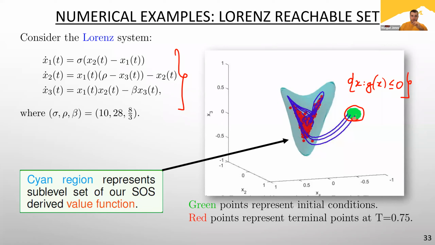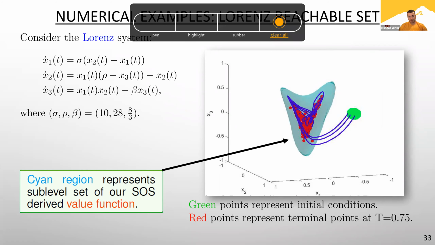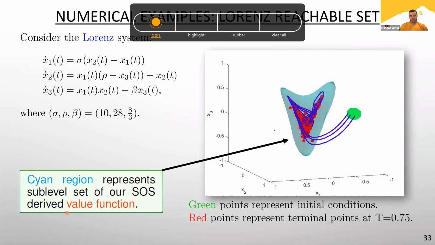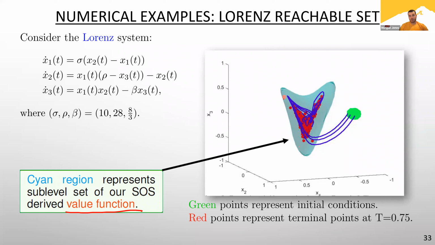And each of the green dots corresponds to an initial condition that we've used the ODE solver to simulate forward in time. And for 3 of them, we've plotted their trajectories as well, and they terminate at the red points. So the forward reachable set must contain all of these red points. Using our SOS algorithm, we look at the sub-level sets of our derived value function, and this is given by the cyan region that clearly contains the reachable set, as we expected.